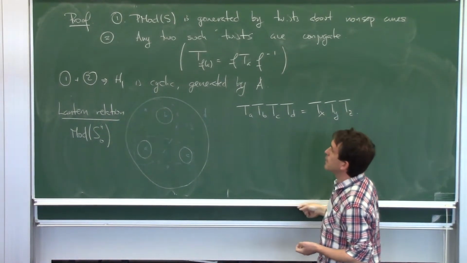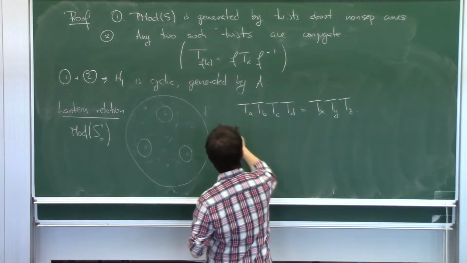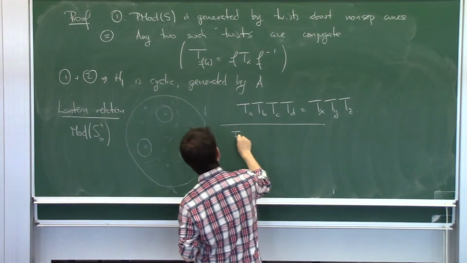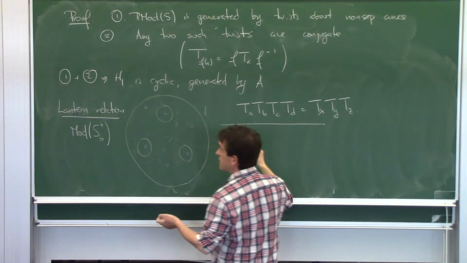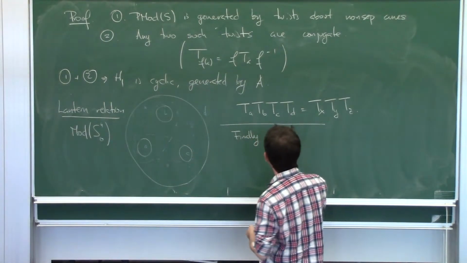And so what is the point? The point is that if the genus is at least 3, then I can realize this picture using only non-separating curves.